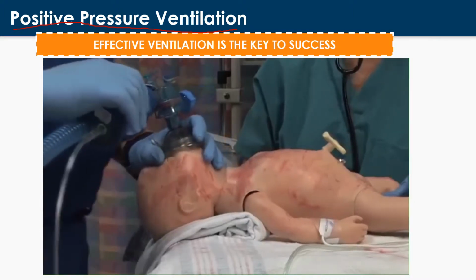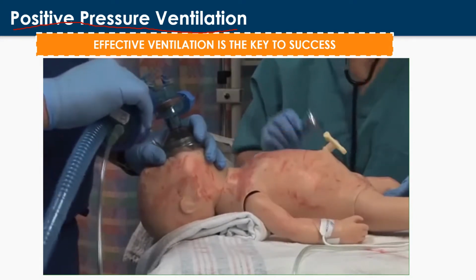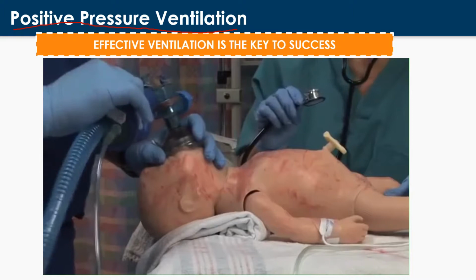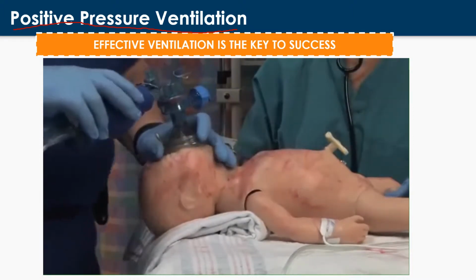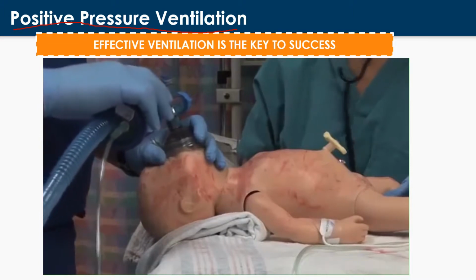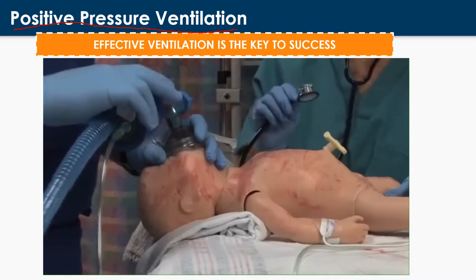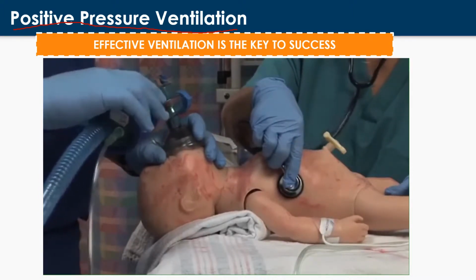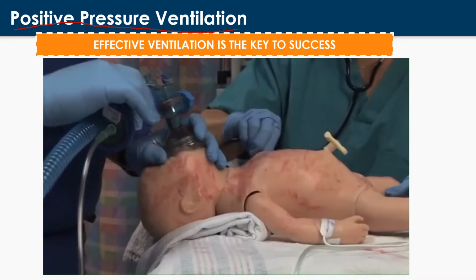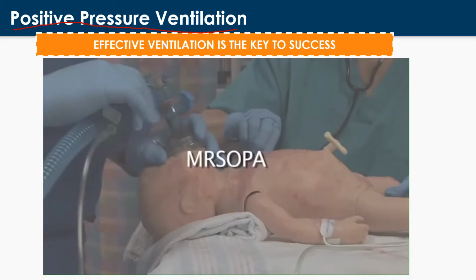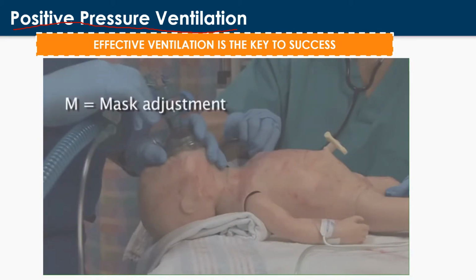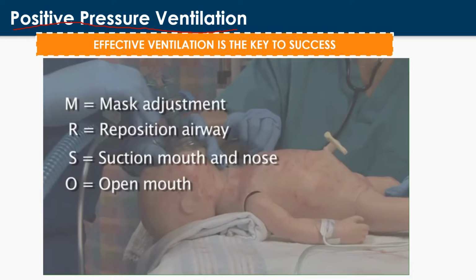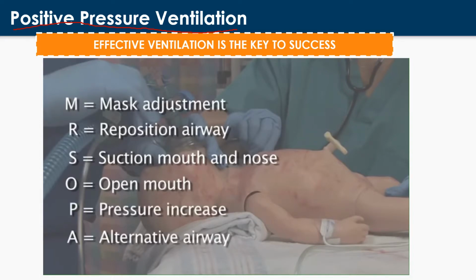If the newborn's heart rate does not rapidly increase after beginning positive pressure ventilation, you must determine if you are providing effective ventilation. Ask your partner if there is perceptible chest expansion when you deliver a breath. If the newborn's heart rate is not improving and you do not see perceptible chest expansion, you need to take corrective action right away. The 6-step corrective action sequence can be easily remembered using the phrase Mr. SOPA. Each letter in this phrase stands for a different step: mask adjustment, reposition airway, suction, open mouth, pressure increase, and alternative airway.